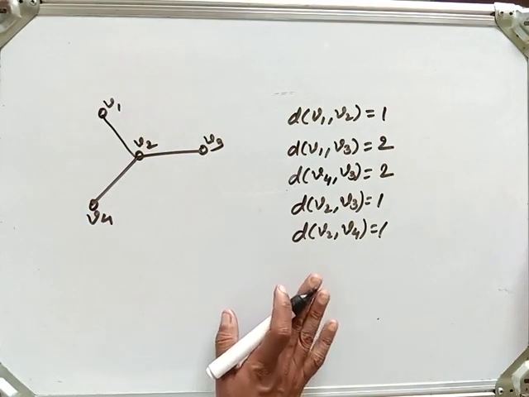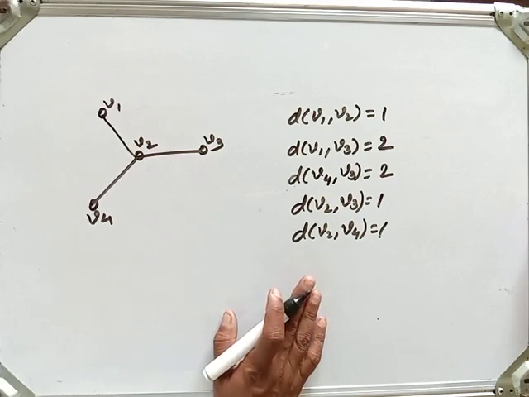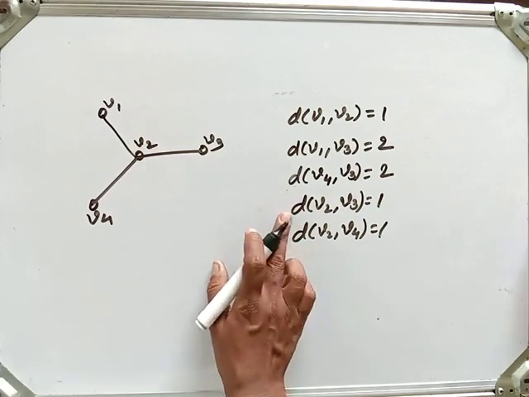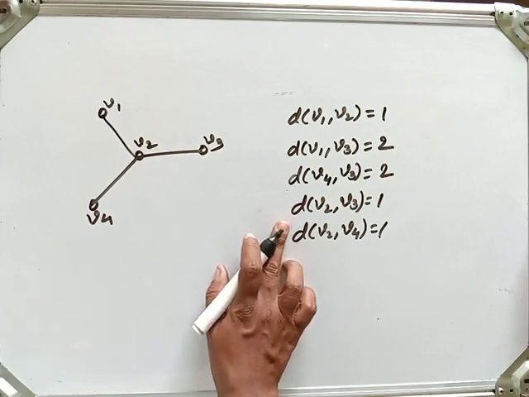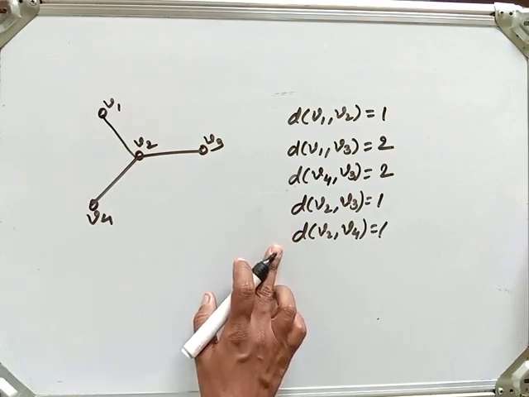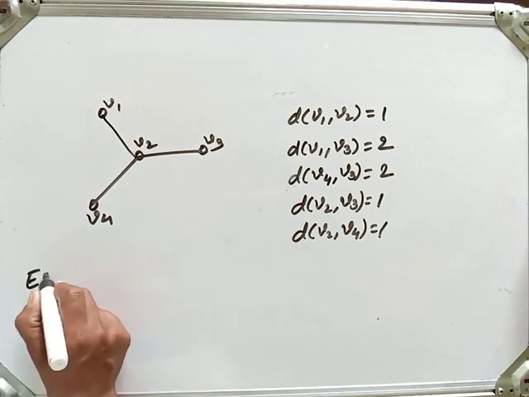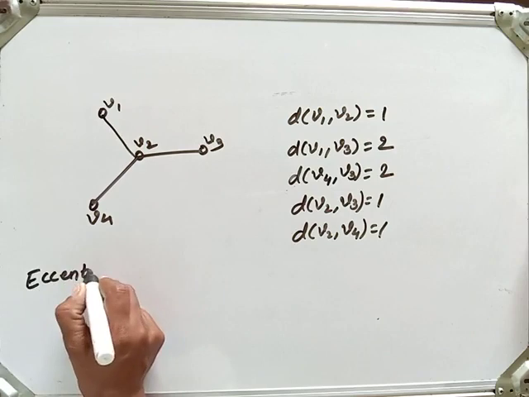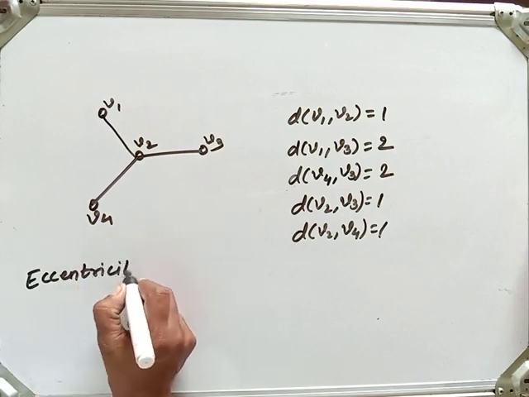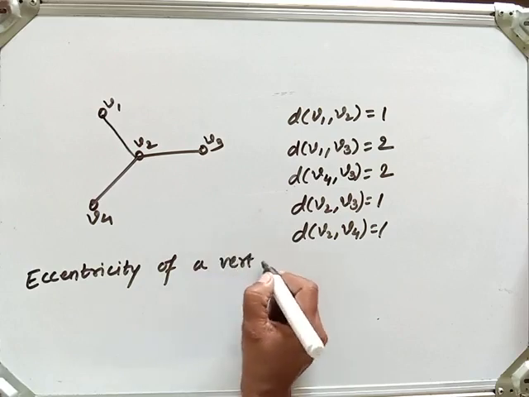So here I will stop. In the next video, I will see the definition of eccentricity. For that, you should remember the definition of distance, and then further, we have to see the center of a tree. Okay, I thought let's take the definition of eccentricity here itself so that we can go further. Now eccentricity of a vertex. What is the definition of it?